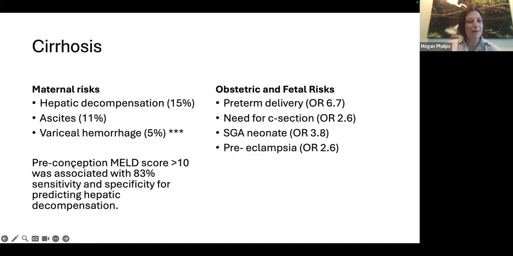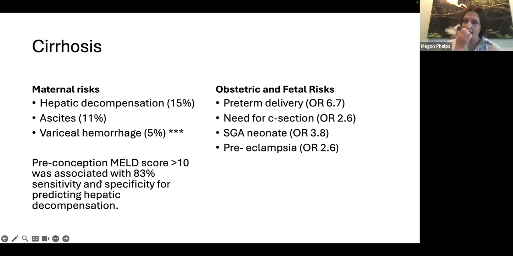After that, we'll talk about cirrhosis. Cirrhosis is pretty high risk if a patient with cirrhosis were to become pregnant. The maternal risks: there's a 15% risk of decompensated cirrhosis, 11% risk of ascites, and 5% risk of variceal hemorrhage. I put the stars here just because the mortality associated with cirrhosis is generally from variceal hemorrhage and bleeding.